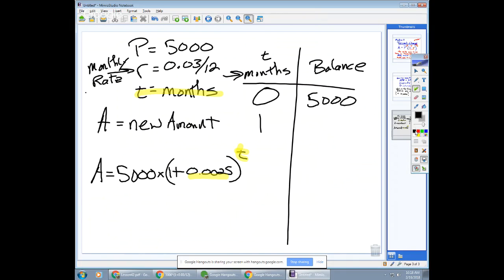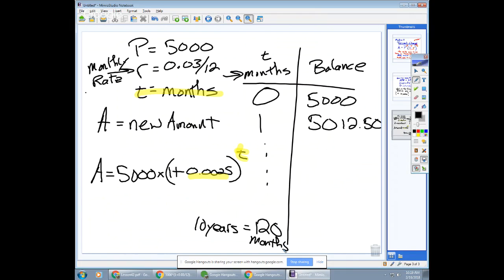So anyway, what did you get for the first month? If we take 0.25% times 5,000, that gives us $12.50. So in the first month, I'm going to have 5,000 plus $12.50. Now you could do the second month and so on, but we're just going to skip all the way down to 10 years later. 10 years would be 120 months, and that's what I need for my formula.